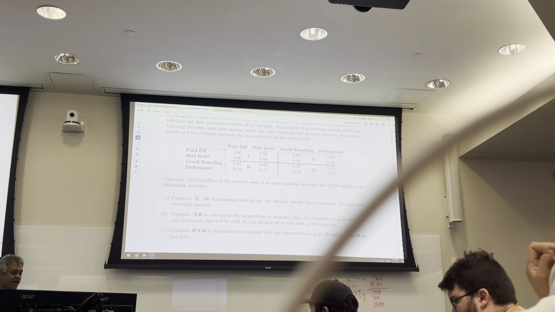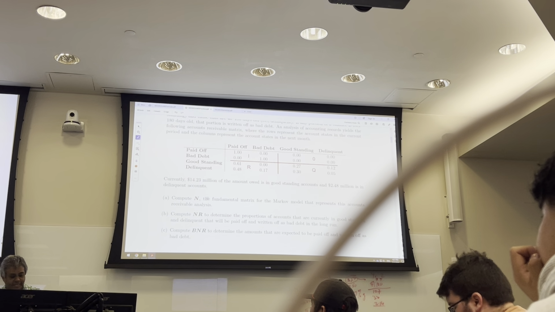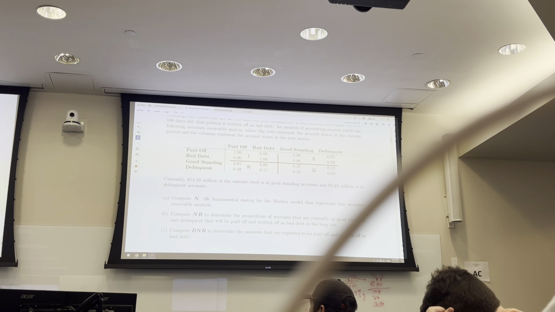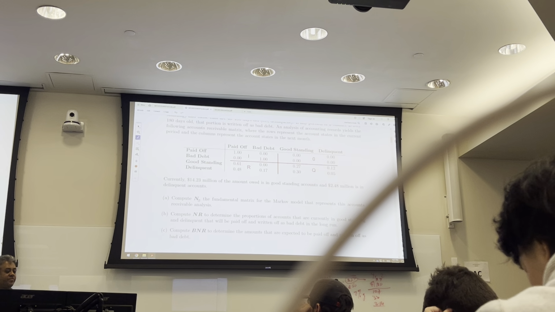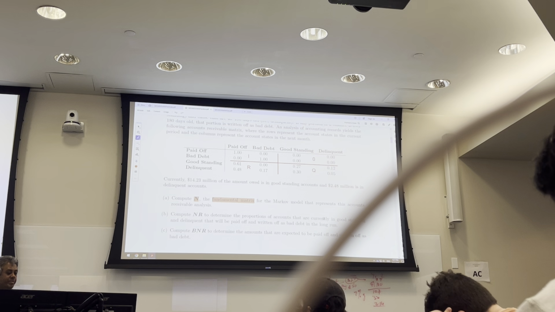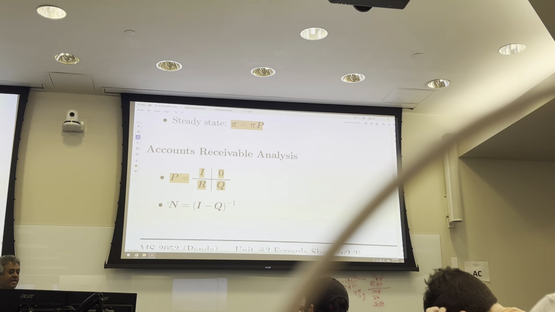Based on that, you have the process of finding the steady state, the equilibrium. In the long run, what proportion of good standing debt and delinquent debt will be paid off and written off? We have a process for that. Look at the example, it goes through the entire process. So compute N, called the fundamental matrix. We find N as I minus Q inverse.